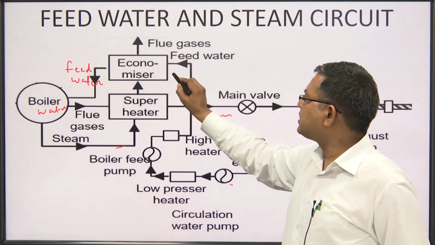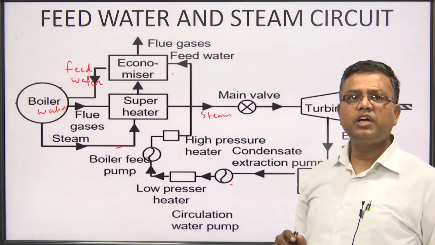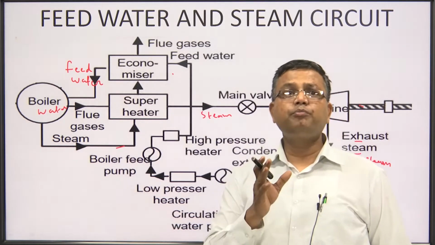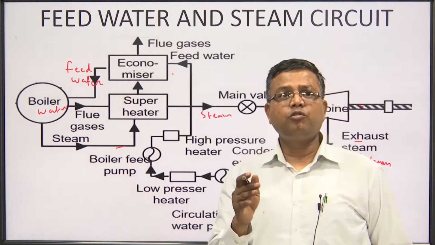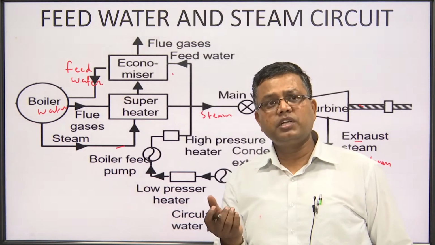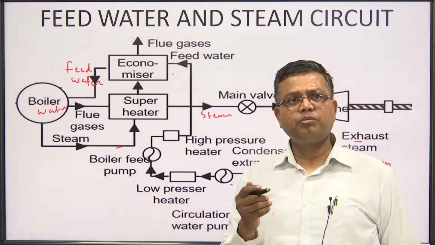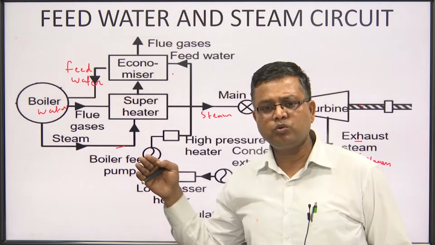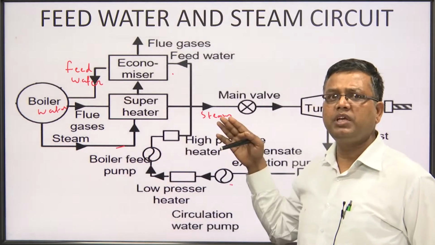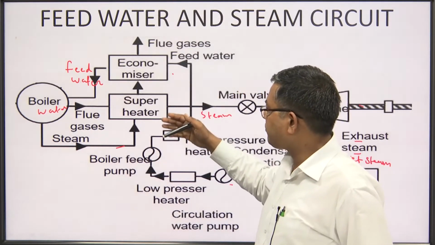Economizer is also an accessory where we preheat the feed water. Remember, preheat means we increase the temperature of the water before entering the boiler, and feed water means the water which is supplied to the boiler. So, here we preheat the feed water, right.